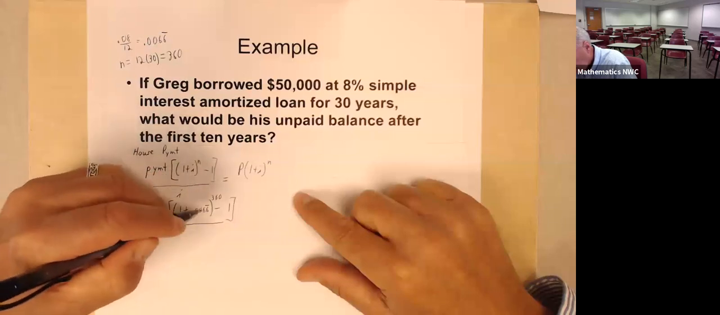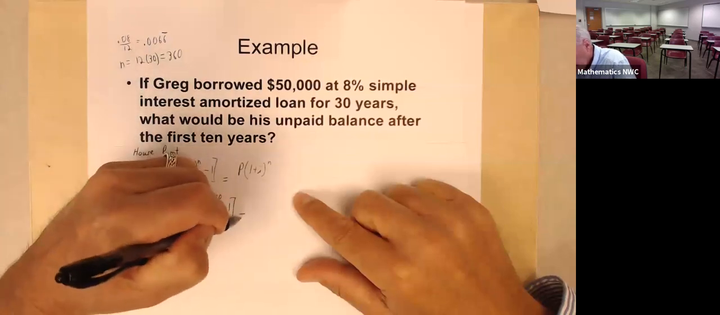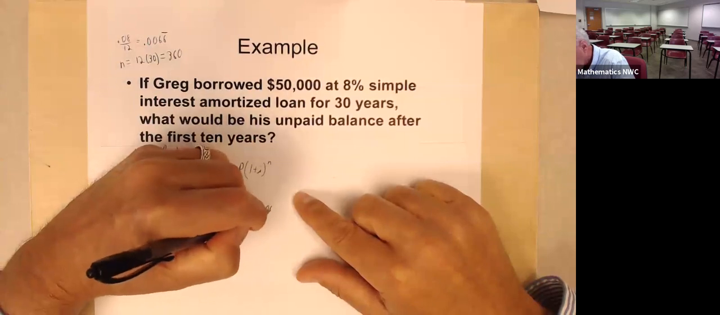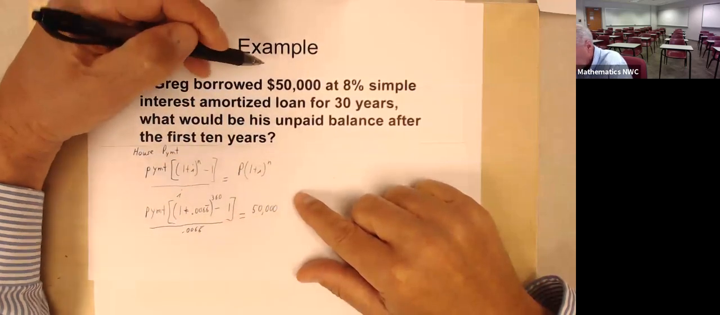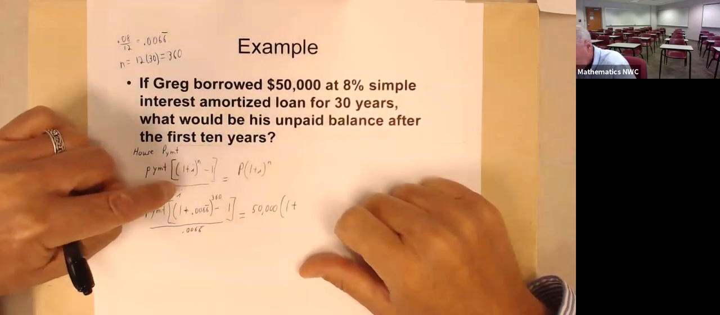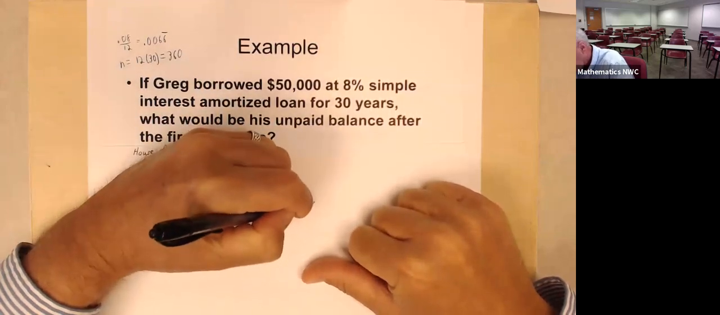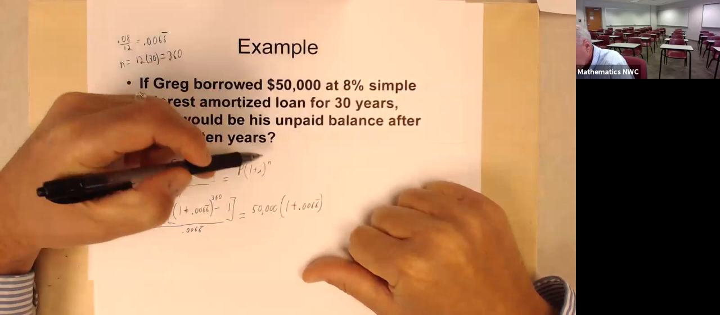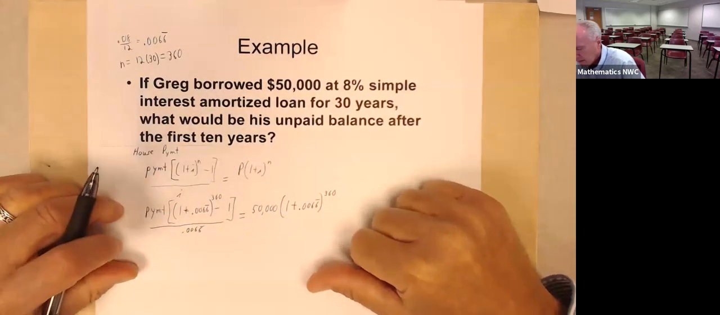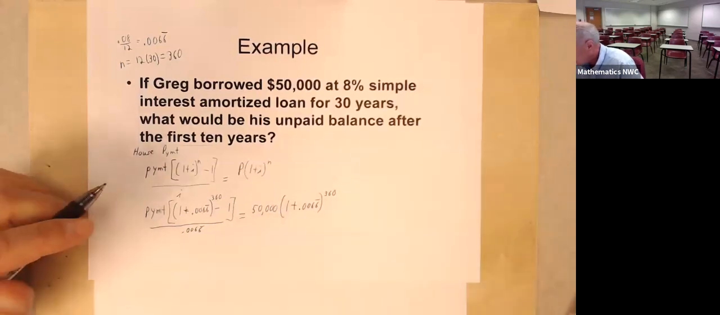Same I that I had here, 0.006 repeating. That is equal to the amount that I borrowed, 50,000, right up here, times 1, same I that I've used in these other two slots, 0.006 repeating. Same N, 360 payments. You need to calculate each of those down.